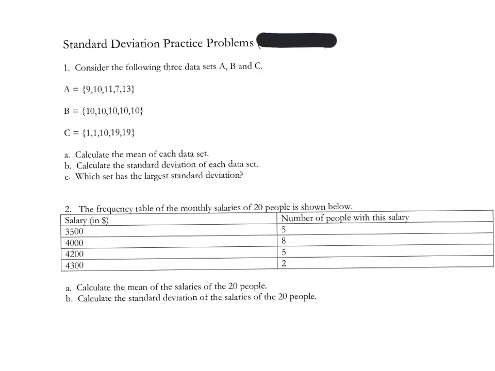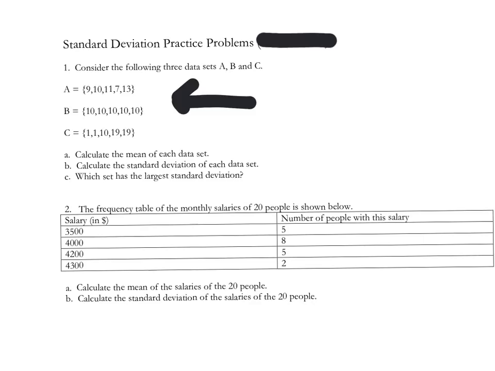Problem 1, consider the following 3 data sets, and here they give you 3 sets of numbers, which they call A, B, and C. The question said, calculate the mean of each data set, the standard deviation, and which set had the largest standard deviation.